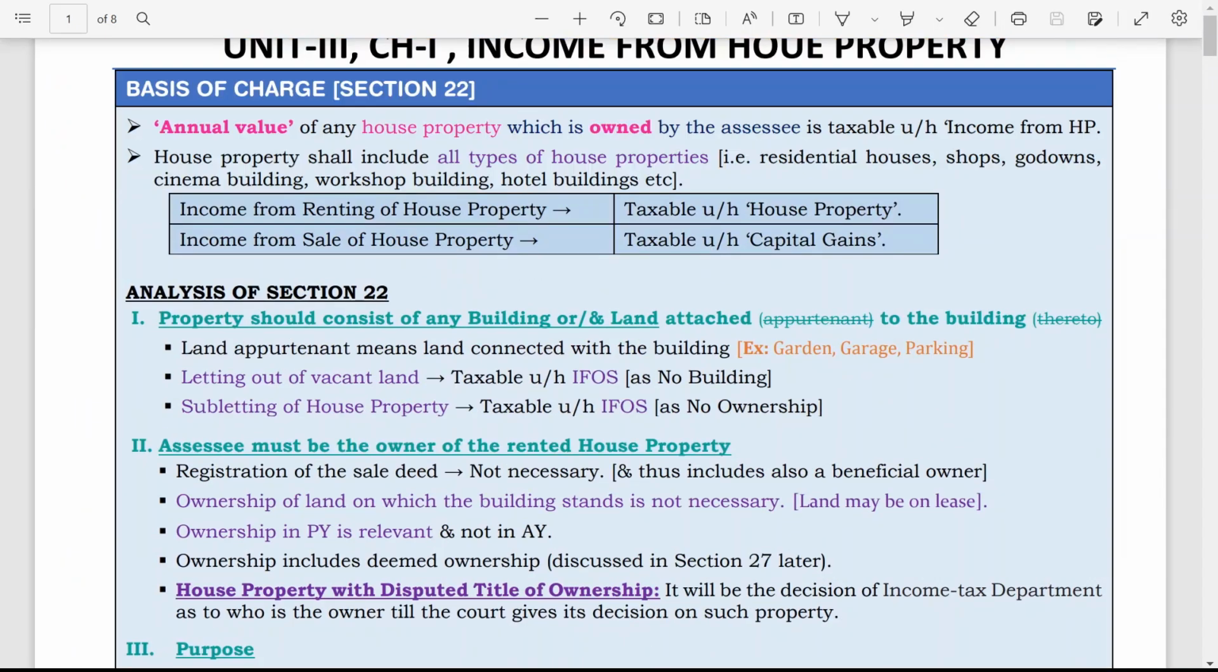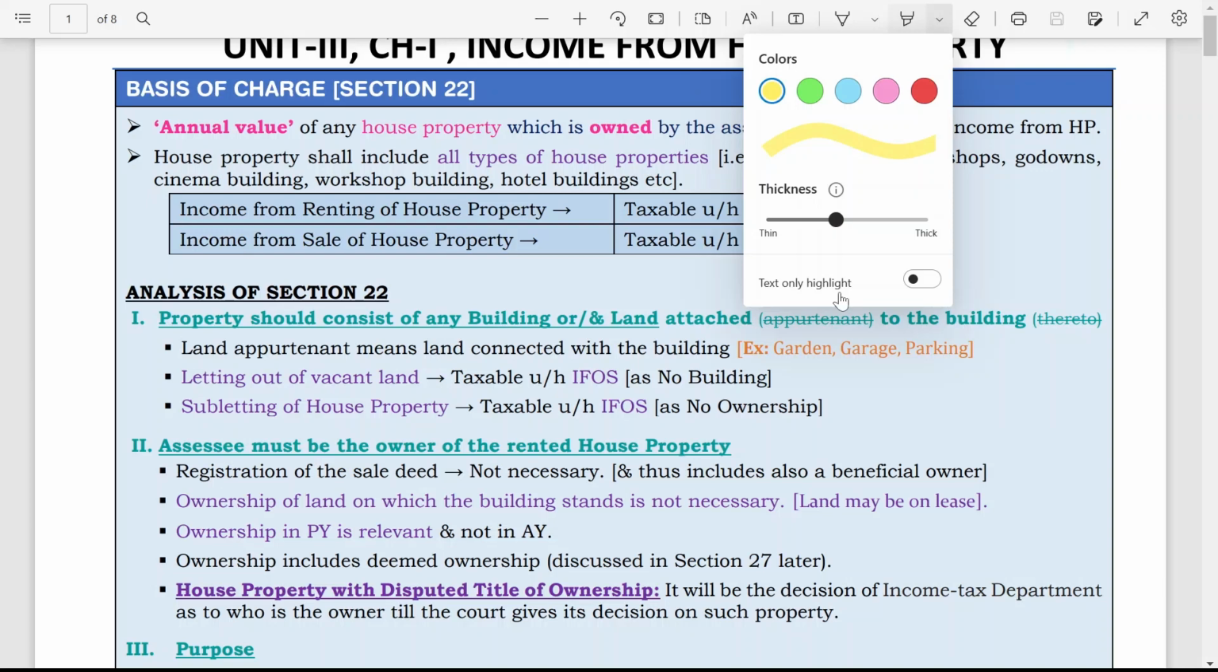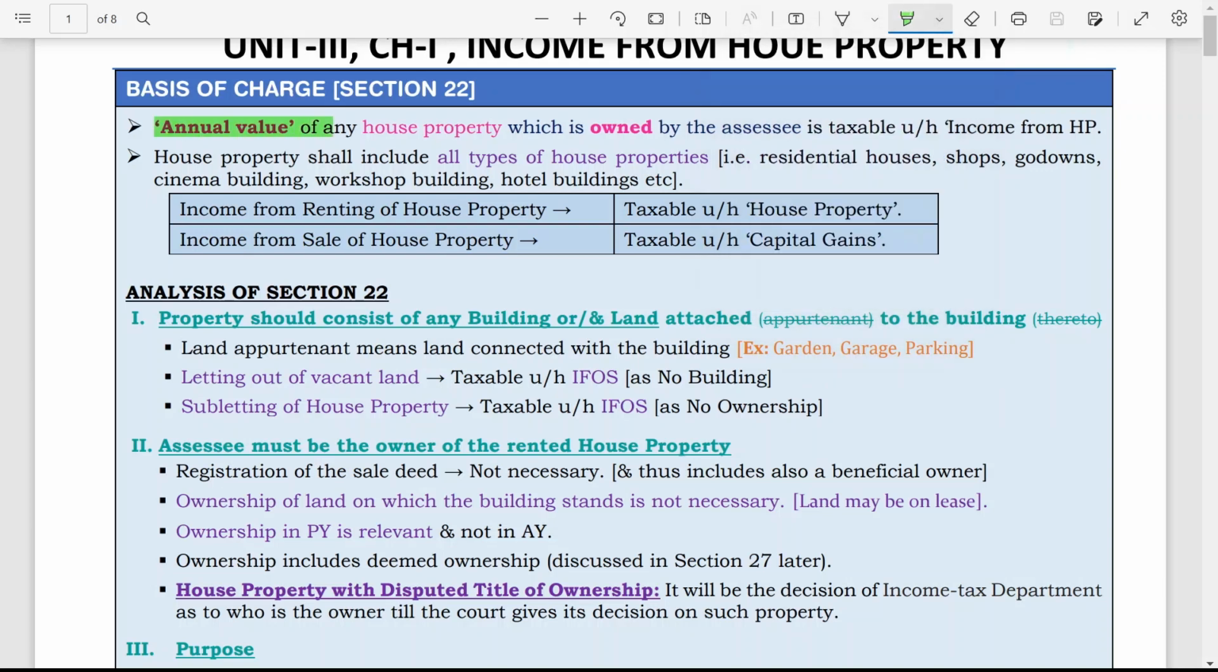Let us summarize the whole point from one another material. Now, the annual value of any house property which is owned by the assessee is taxable under the head income from house property. Here we are charging annual value. What is annual value? Annual value means whatever income that you are probably going to get from the house property is chargeable under the head income from house property.